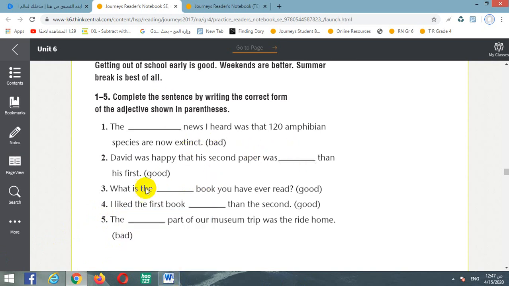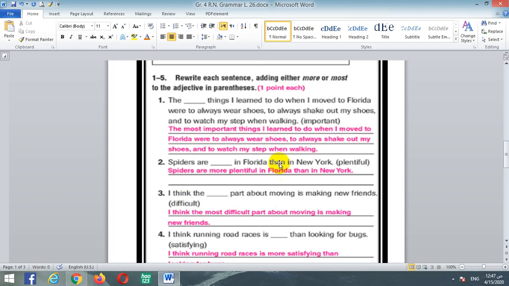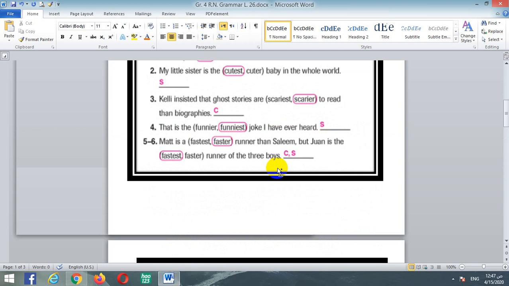It's not new, it's revision. I hope you understood the lesson, and I'm showing you the correct answers in order to write them again.